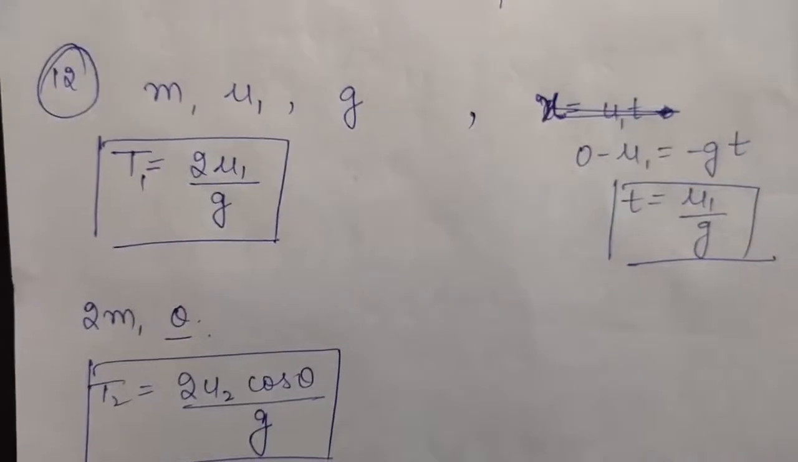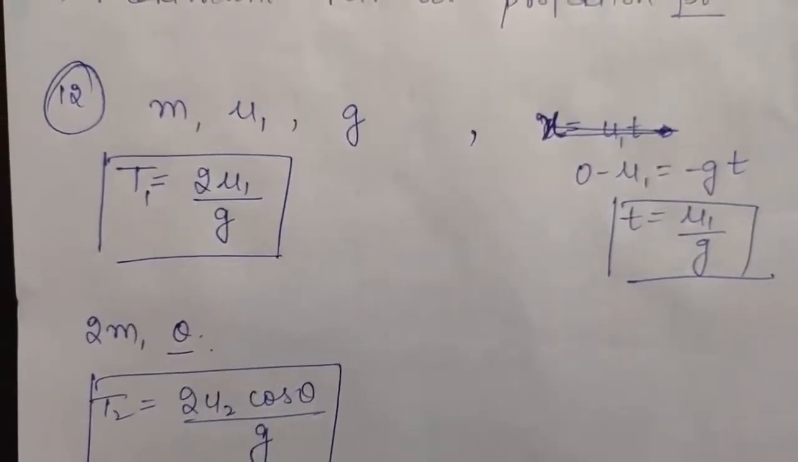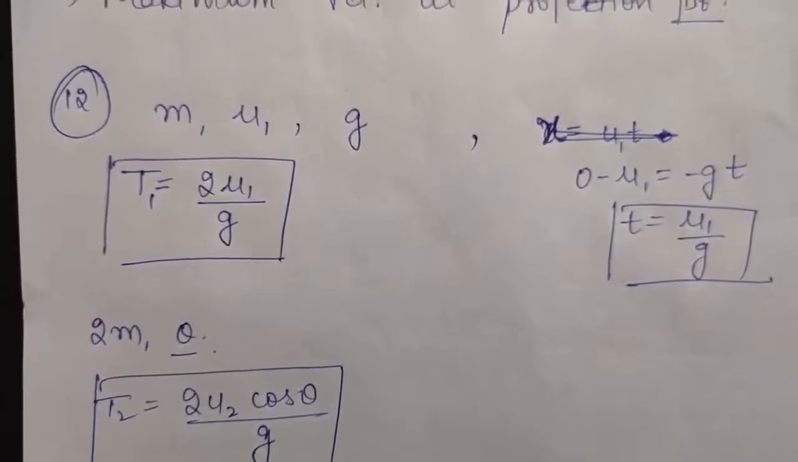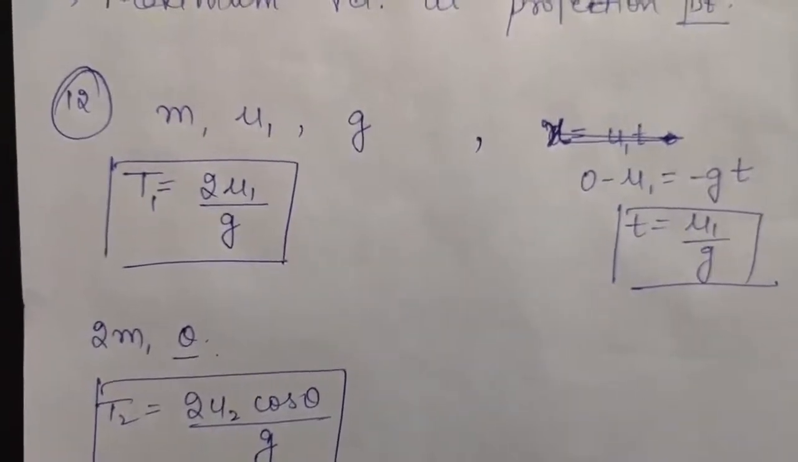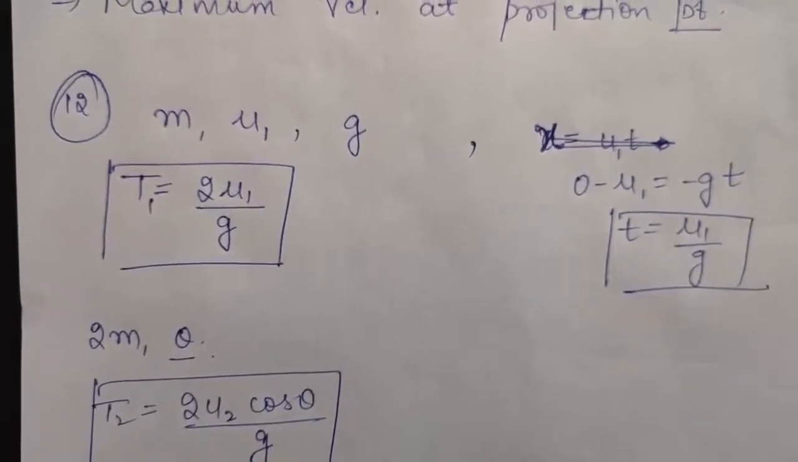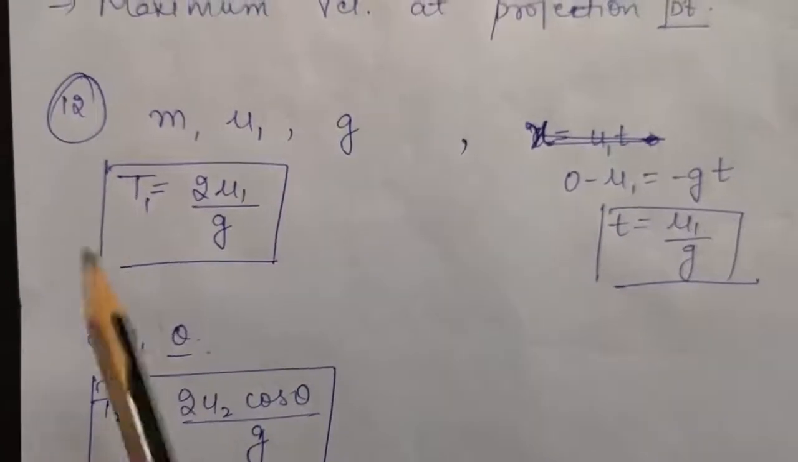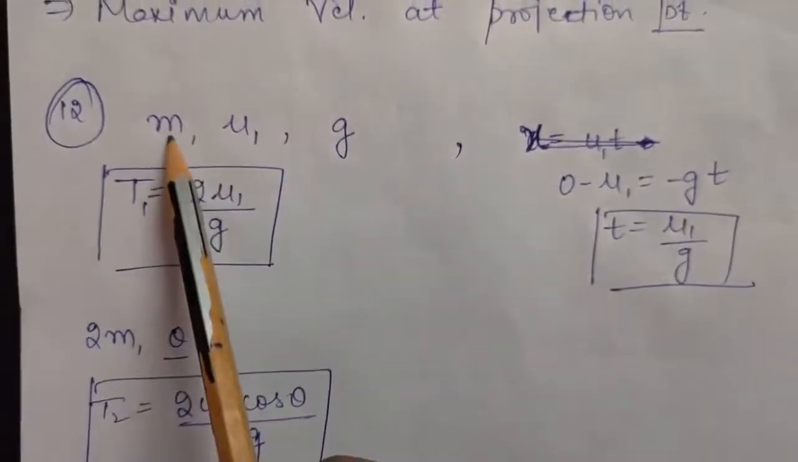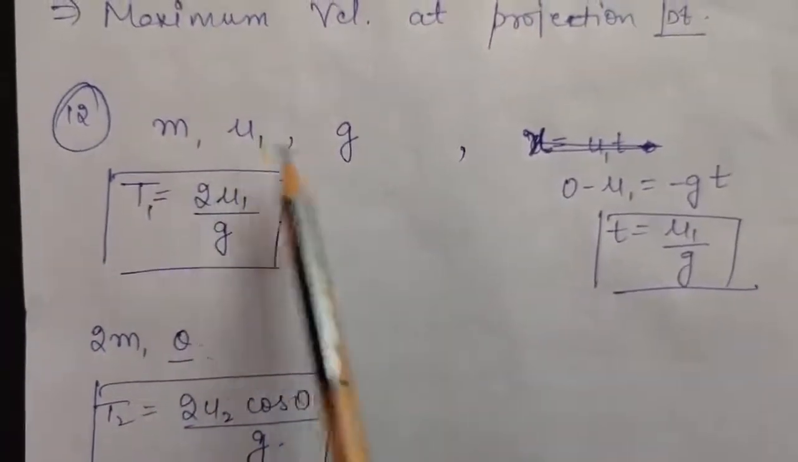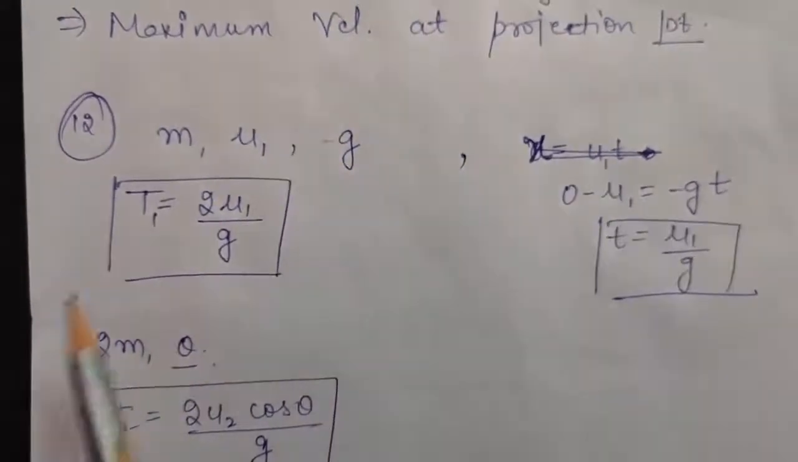In question number 12 it is given a ball of mass m is thrown vertically up. Another ball of mass 2m is thrown at an angle theta with the vertical. Both of them stay in air for same period of time. What is the ratio of height attained by the balls? So now let us take for the first ball, that is mass m. Let's say its speed is u1 and acceleration will be minus g because it is thrown upward.